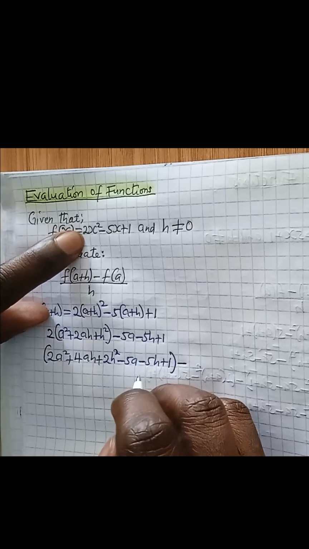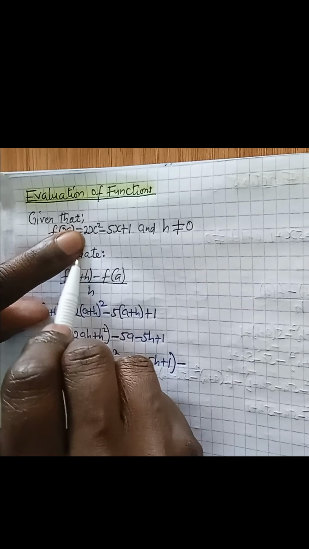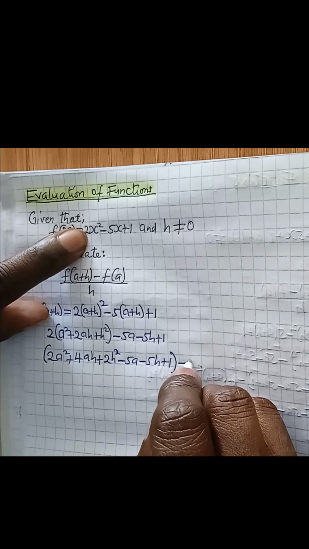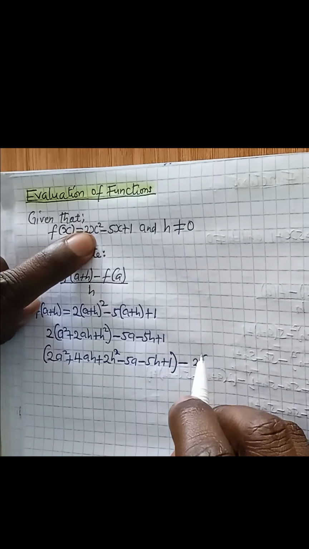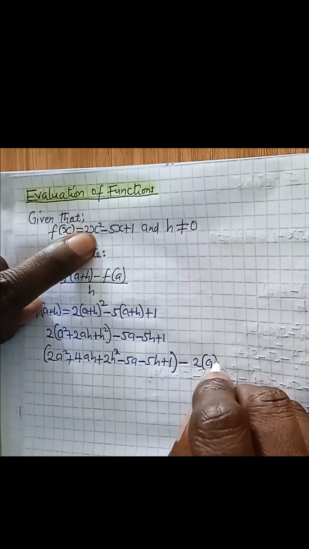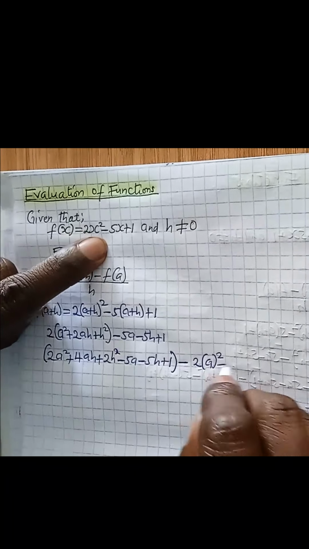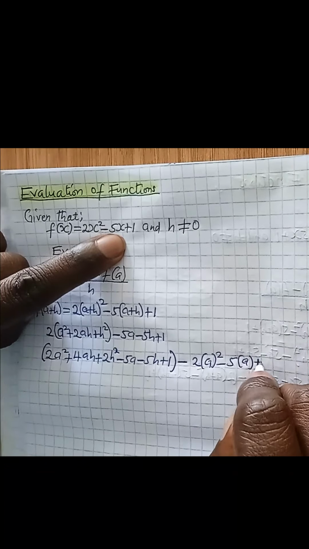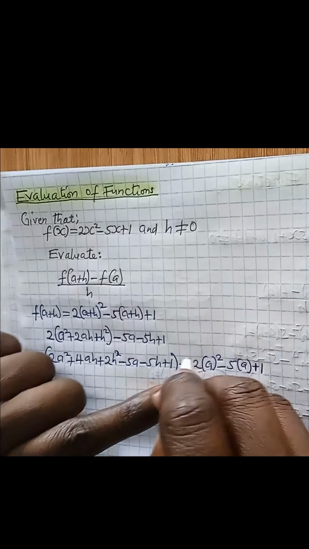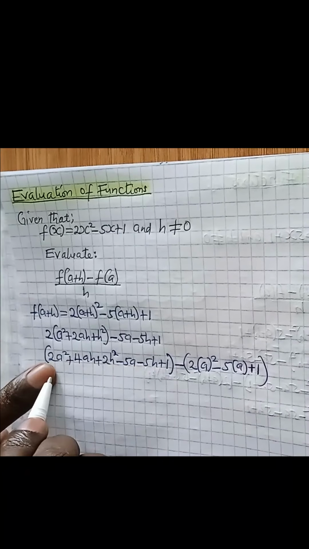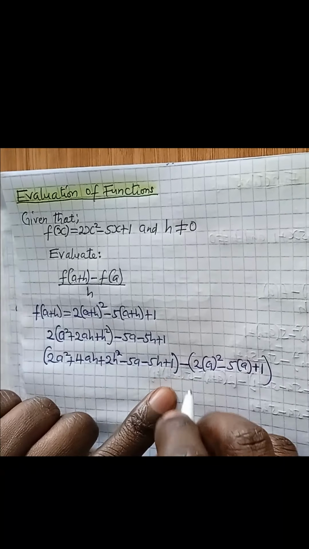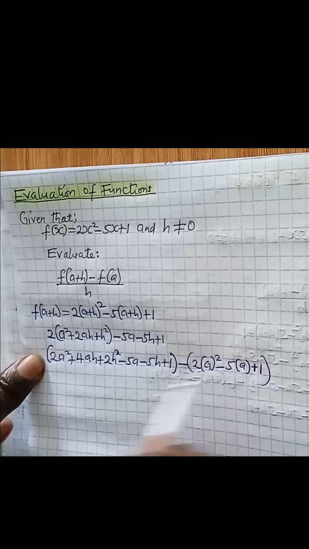So we come and now replace wherever there is x, we replace with a. So it's going to be minus 2 into wherever there is x, you replace with a, into a squared minus 5, you replace again into a, then you add the 1. The whole of this is what we are subtracting from the whole of this. So we come and try to simplify this one first. Let's try to simplify, or we can write this one first, then we come and simplify this.